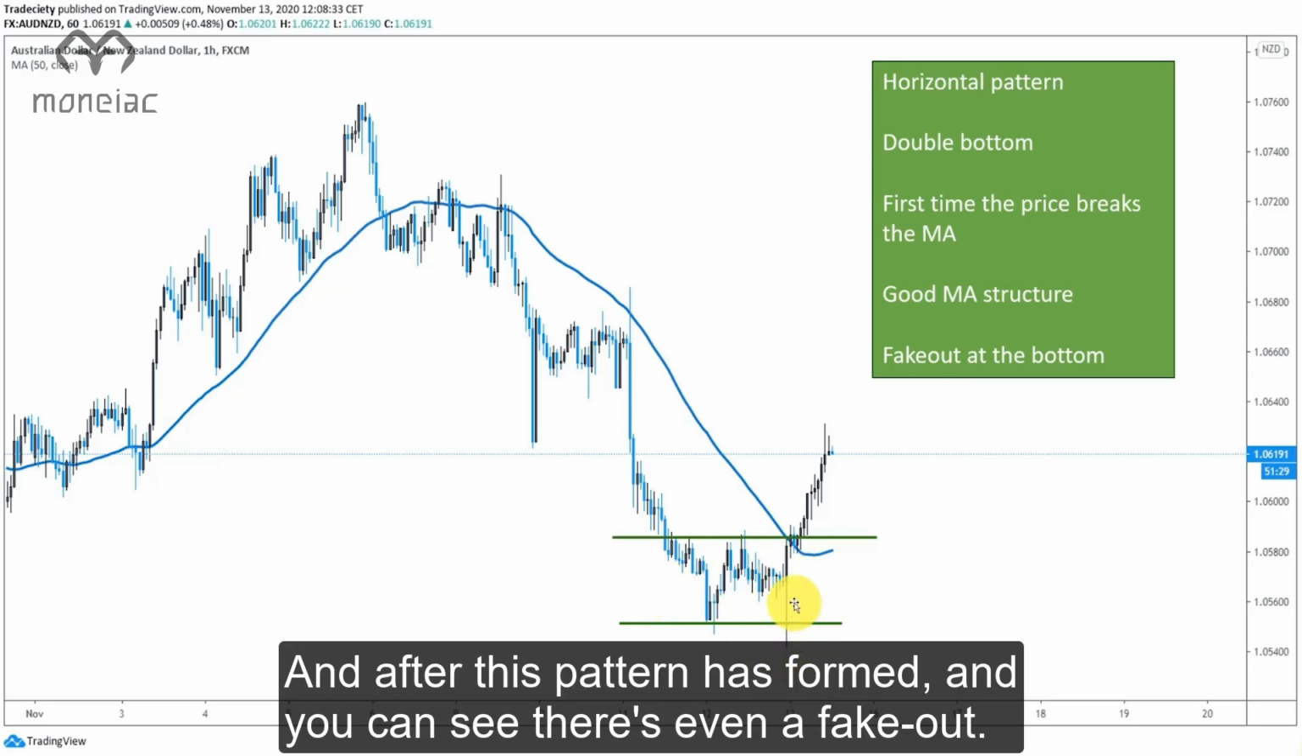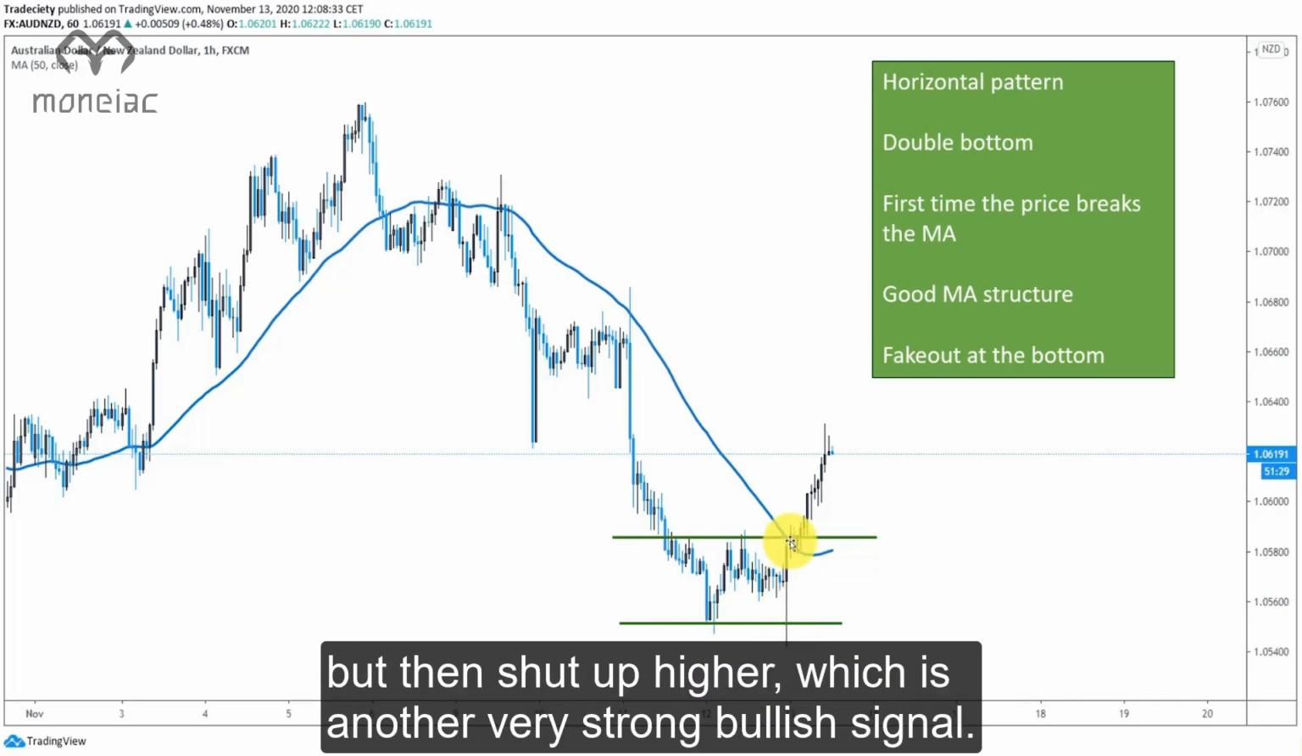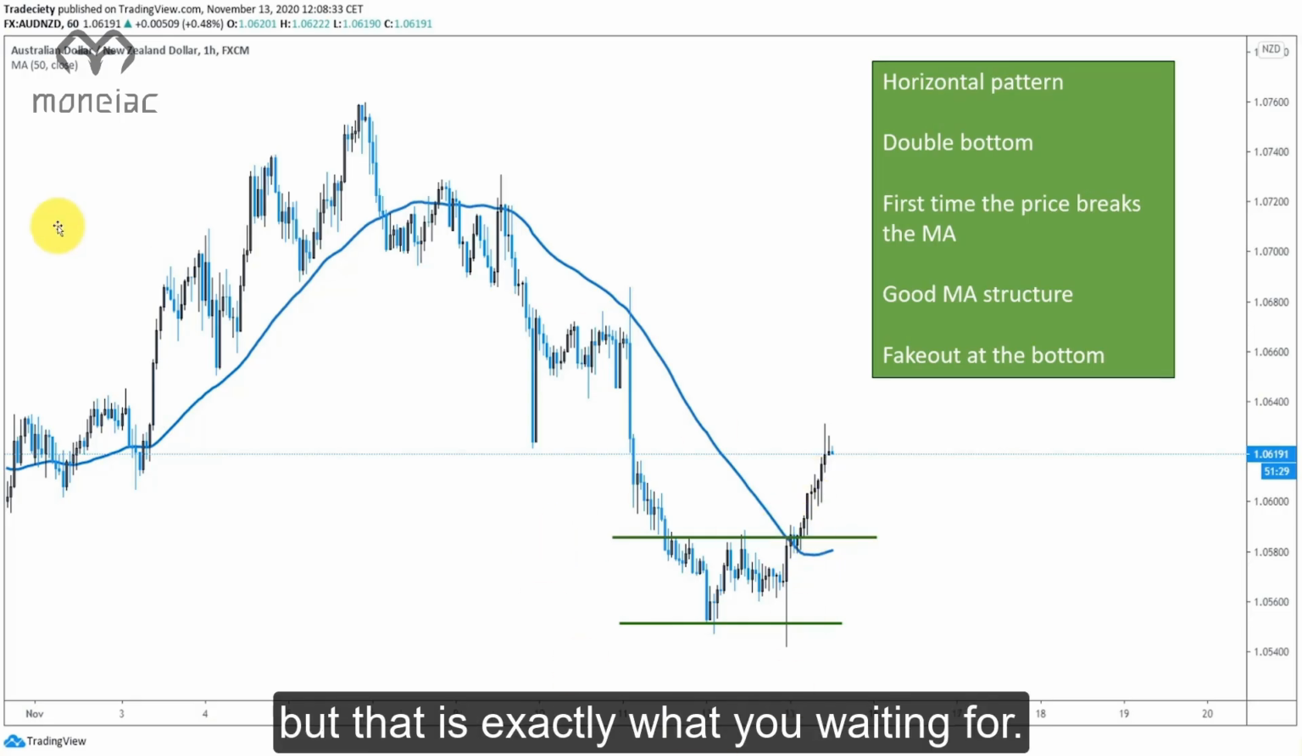And you can see this is even a fake out. So the market tried to actually break out. It made a lower low, but then shot up higher, which is another very strong bullish signal. Not enough. You need to wait for the breakout, but that is exactly what you're waiting for.